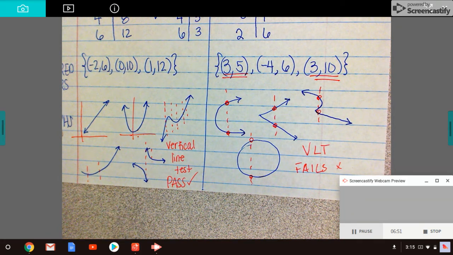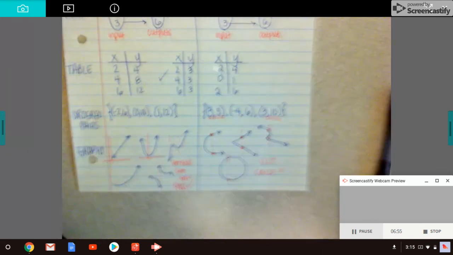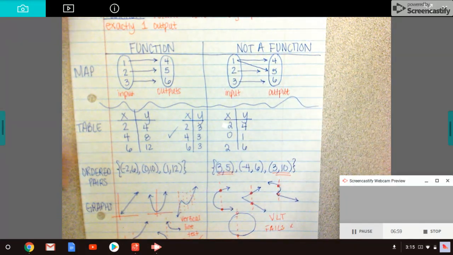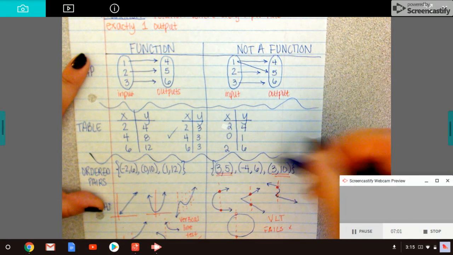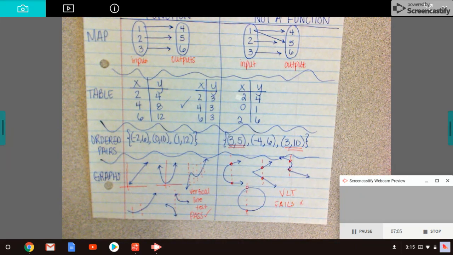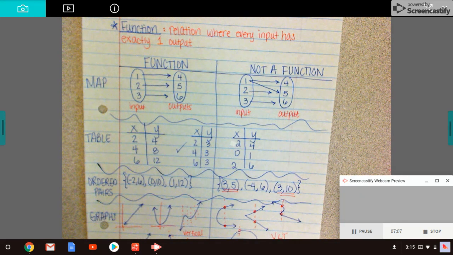So we've looked at functions in several different ways now: as maps, as tables, as ordered pair groups, and as graphs. So hopefully all of these different representations will help you guys out.